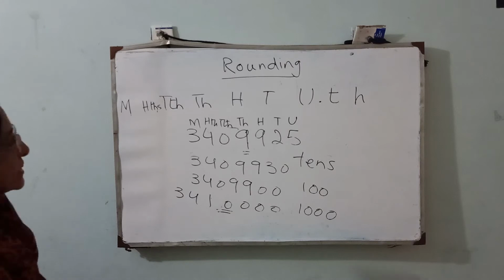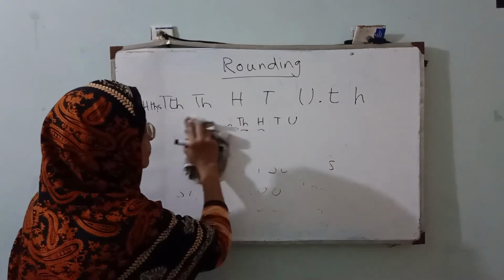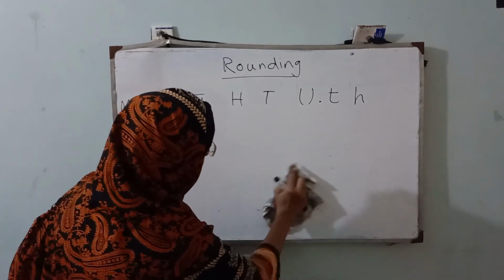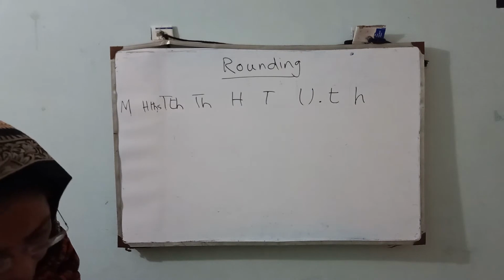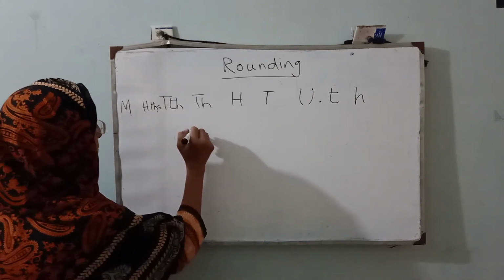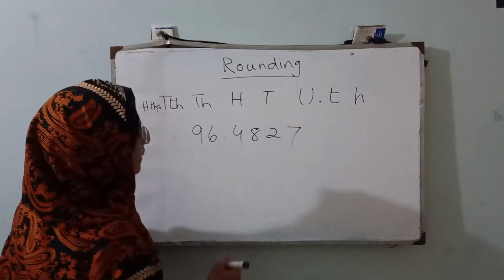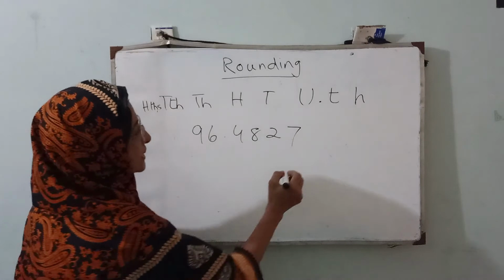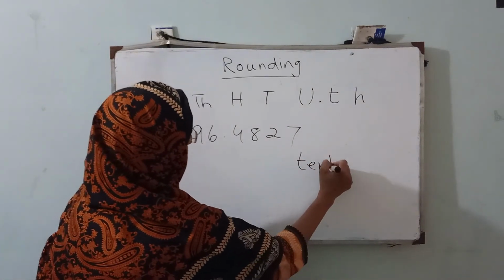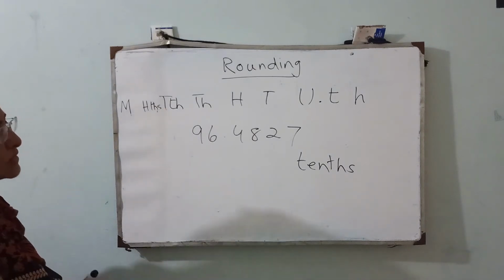So now let's take another example which contains a decimal, and how to round a number which contains a decimal. For example, if I have a number and I want to round this number to the nearest tens, right? I want to round this number to the nearest tens.